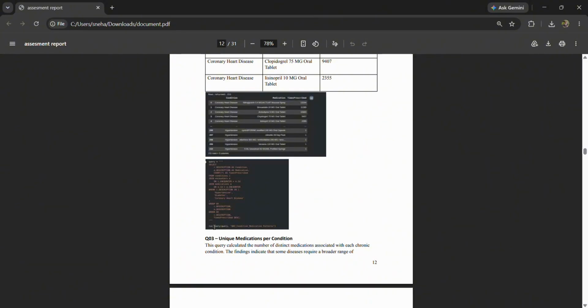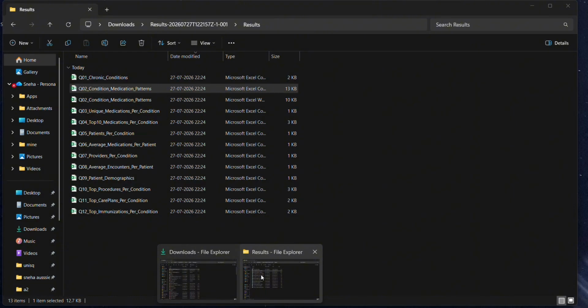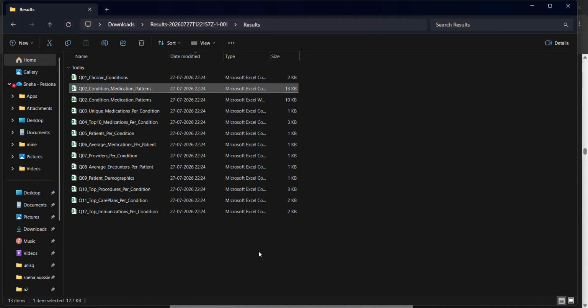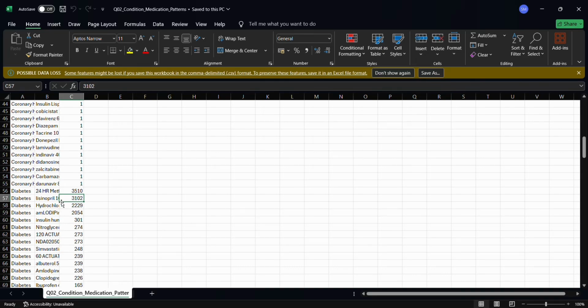I did all this using Google Colaboratory, and the outputs of these tables were really big, so I was not able to take screenshots of so many tables. So I have saved all of this as CSV files in my results folder in Google Drive, which I have downloaded to my local system. So here, we can see all this data.